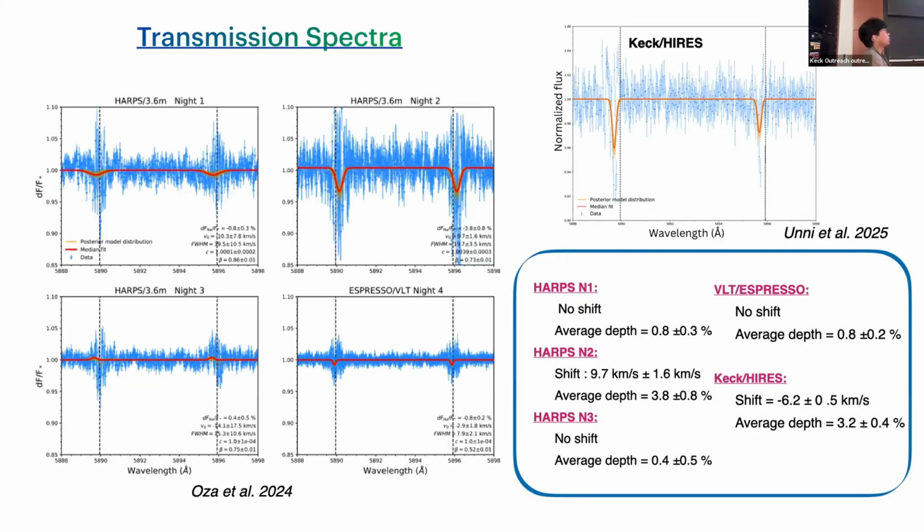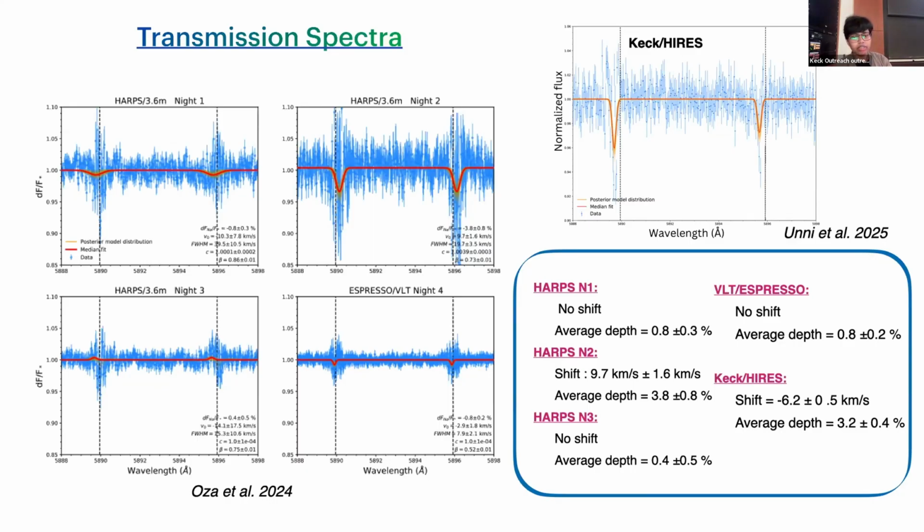In HARPS night 1, the signal strength was close to 0.8%, and there is no significant shift. In HARPS night 2, there is a very strong sodium signal, about 3.8%, and it was red shifted by close to 10 kilometers per second. In HARPS night 3 and ESPRESSO, there is no significant detection and no shift as well.